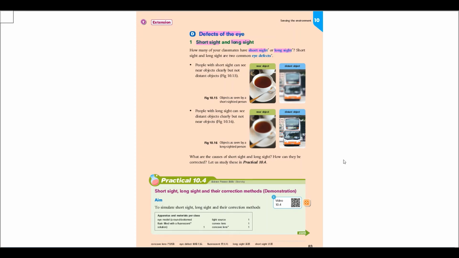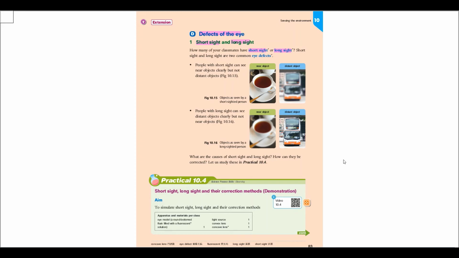In practical 10.4, it is an experiment to demonstrate short sight, long sight, and the correction method. It is actually a very complicated experiment, so please pay attention to the video to make sure you know what it is doing. And you can replay the video more times if you don't know what it is doing.